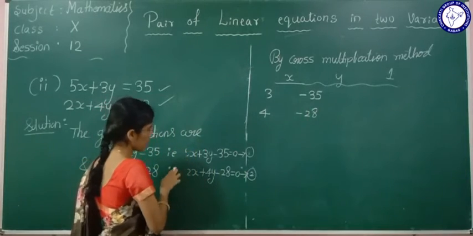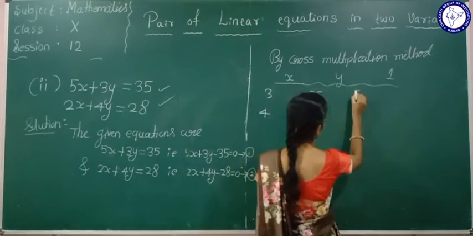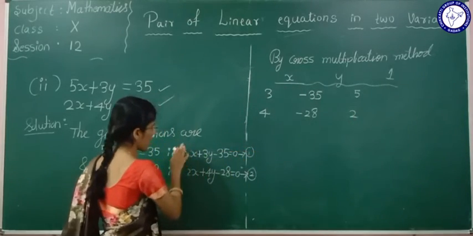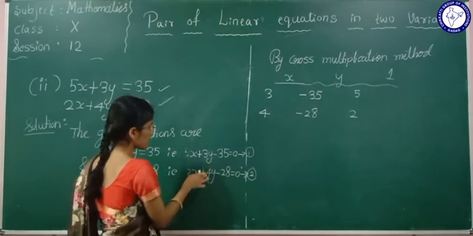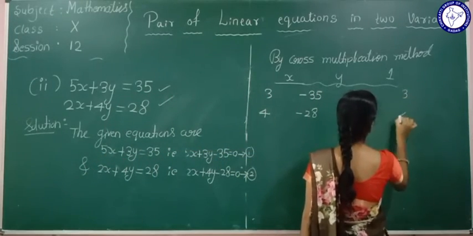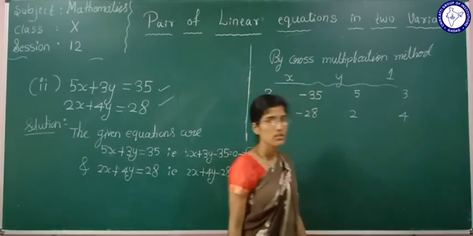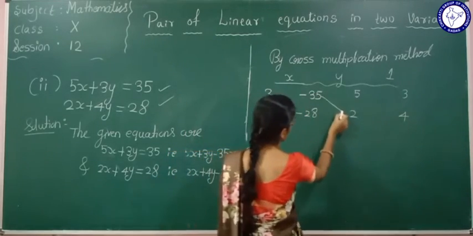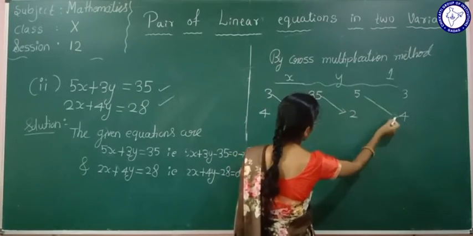What are the variable of x? 5, 2. After 5, 2, again come to the variable of y. What are those? 3, 4. Okay, now see students, show the downward arrows and show the upward arrows.